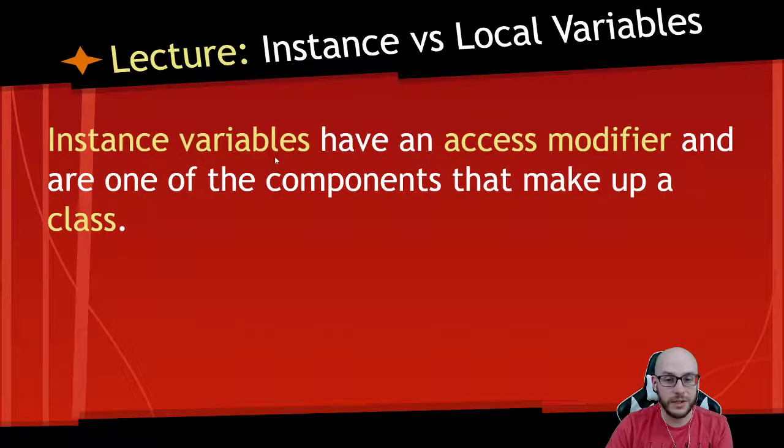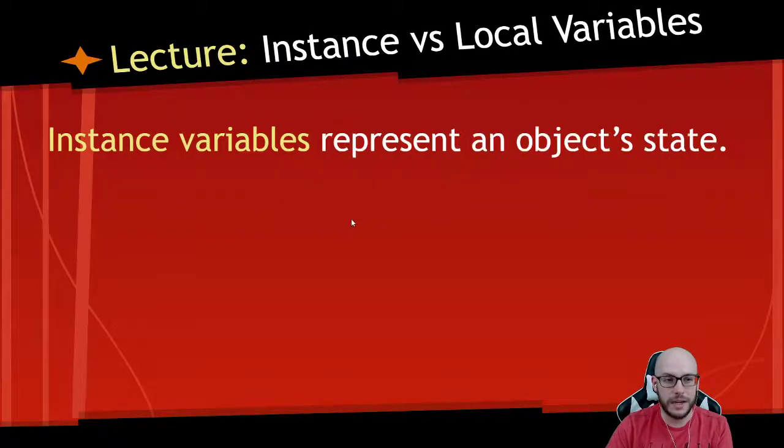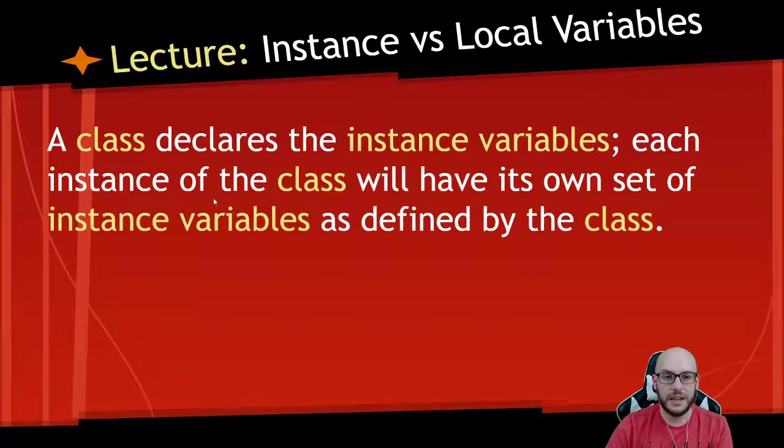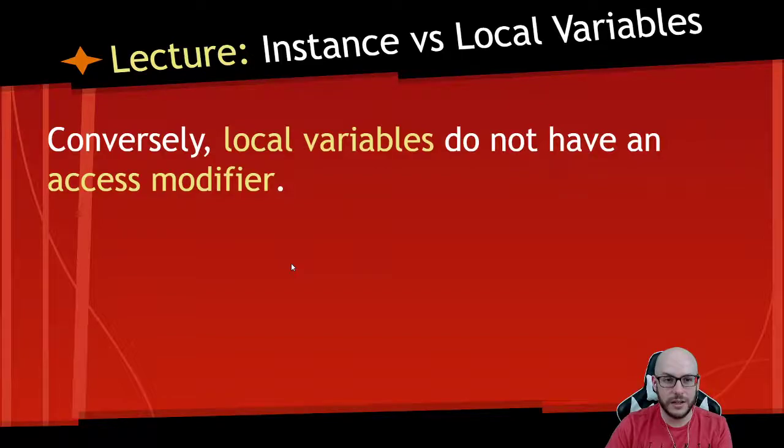Before we continue talking about this, the reserved word, we need to get some more terminology under our belt. Instance variables have an access modifier and are one of the components that make up a class. Instance variables represent an object's state. A class declares the instance variables. Each instance of the class will have its own set of instance variables as defined by the class.